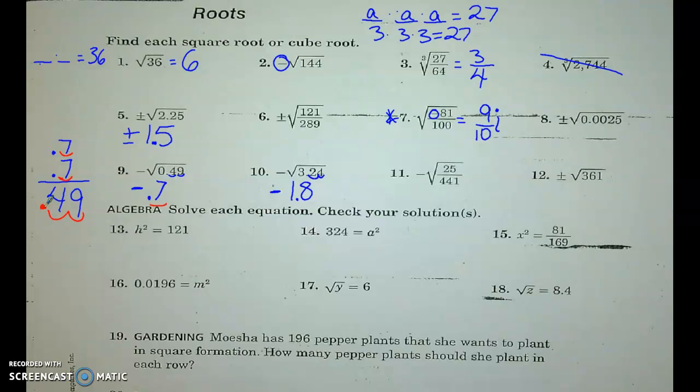Now coming over to number 11, we're going to have that negative on the outside because it has it right there. So we're going to still keep it. Then square root of 25. 5 times 5 gives me 25.